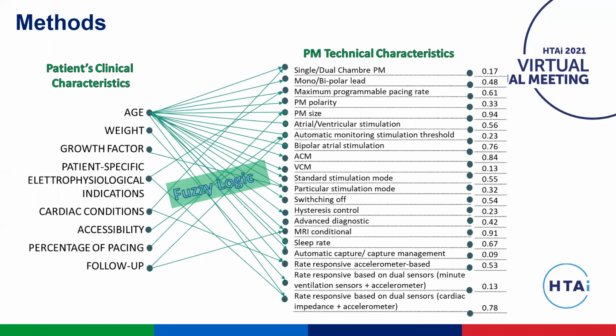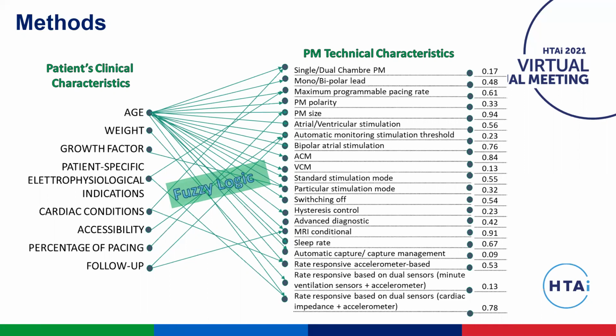The objective of this work, in simple words, is to model through a mathematical approach the current decision-making process made by physicians in the selection of a pacemaker for a specific patient and a specific condition. So the first step was the identification of a set of variables related to pacemaker technical characteristics. Then we identified a number of variables related to patient clinical characteristics, and we decided to use a fuzzy logic approach to model the link between these 2 sets of variables.